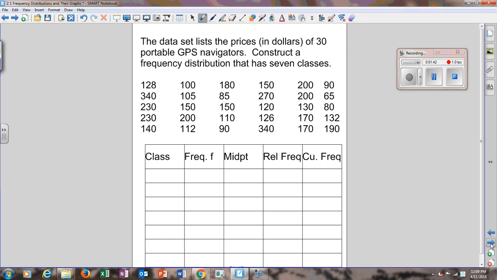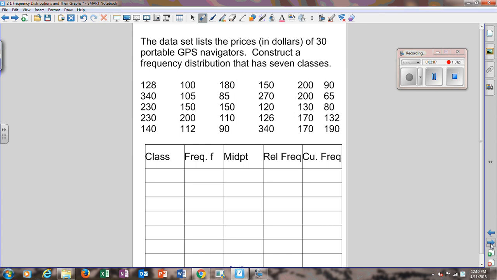So now we're taking what we had, which was a regular frequency distribution, and now we're going to expand it out further. So first we're going to find the classes, the frequency, the midpoint, or class mark, relative frequency, and cumulative frequency now. So we still have to start with the classes.